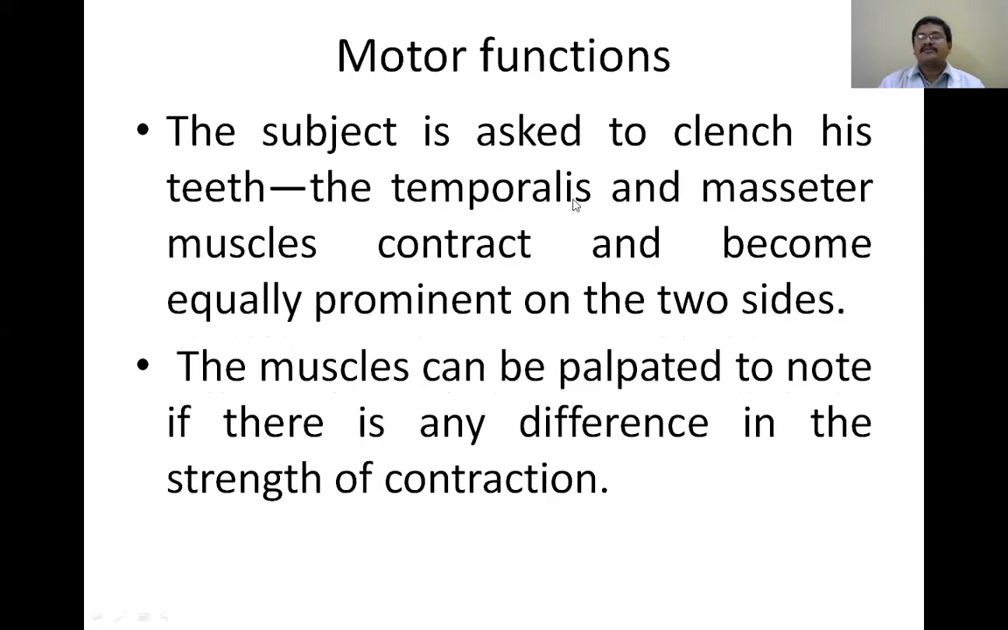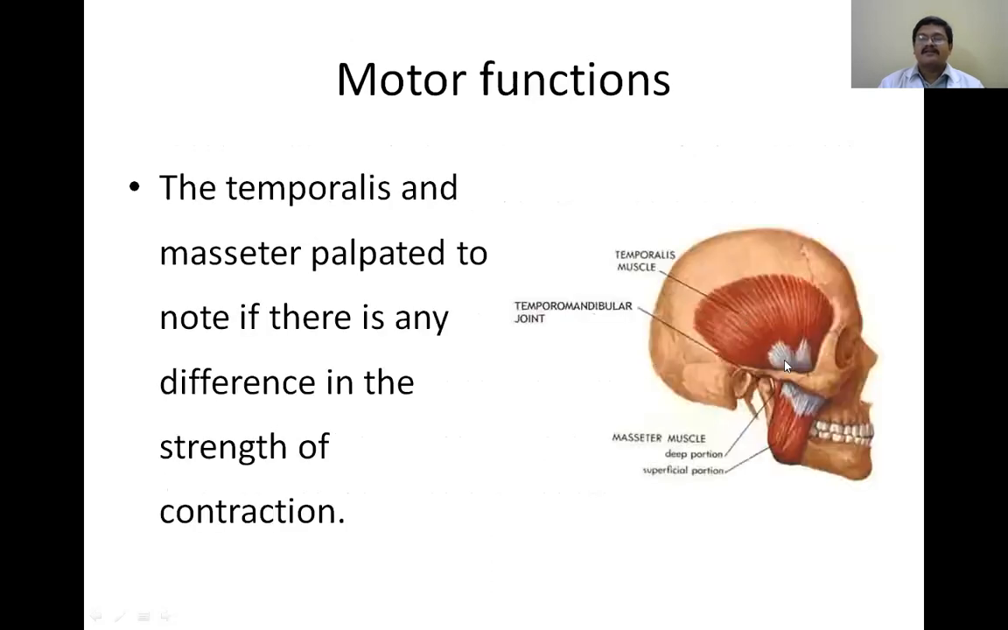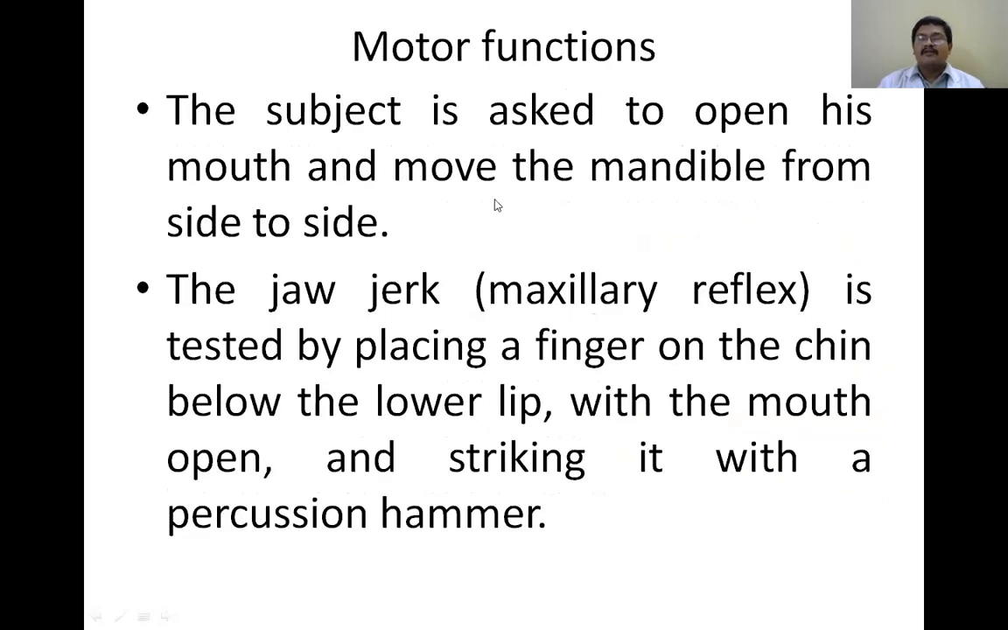Then the subject is asked to clench his teeth. The temporalis and masseter muscles contract and become prominent on both sides. Then you have to palpate them. Is there any difference in the strength of contraction of the temporalis and masseters? And you ask the subject to open his mouth and move the mandible sidewise.